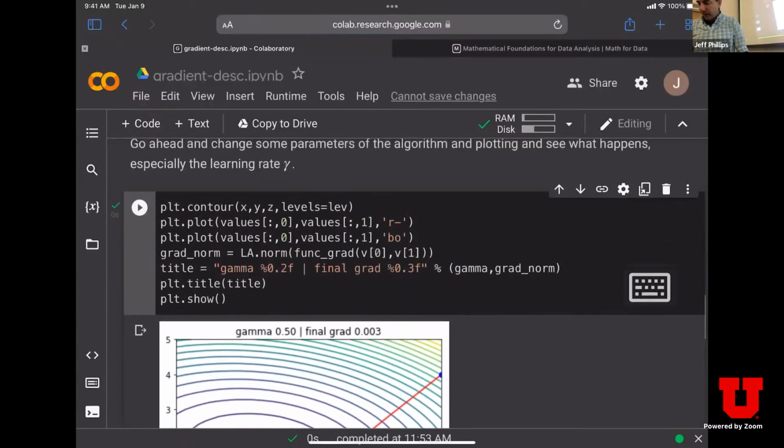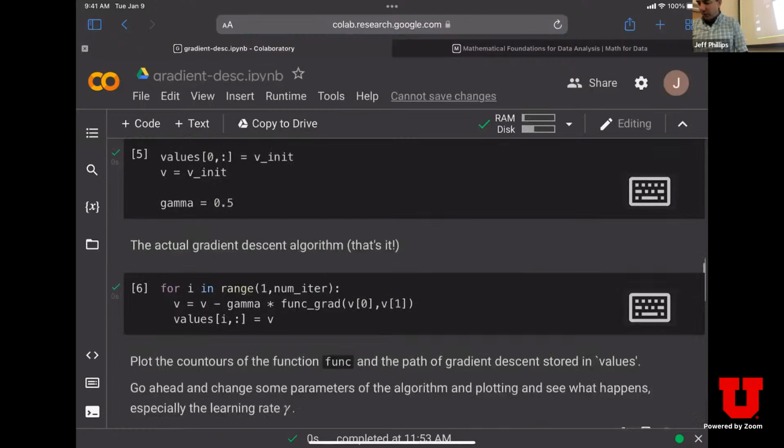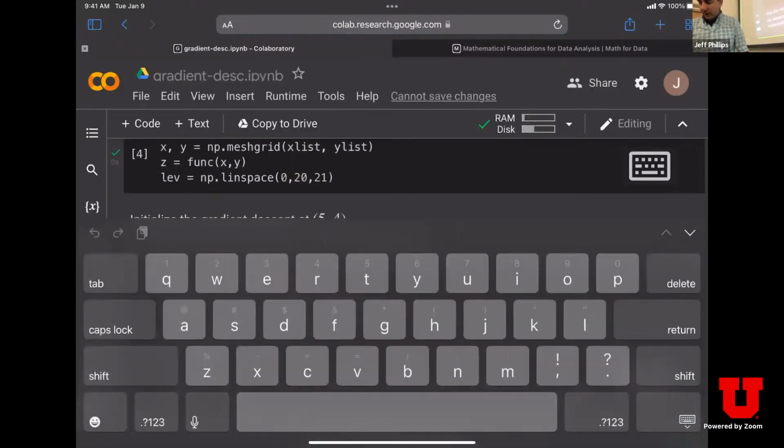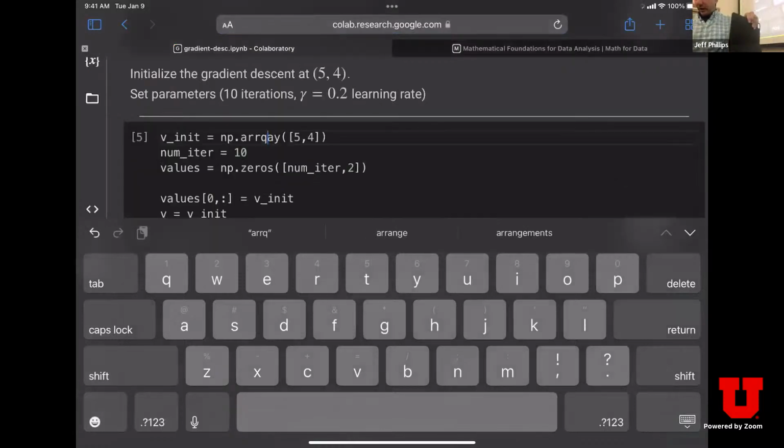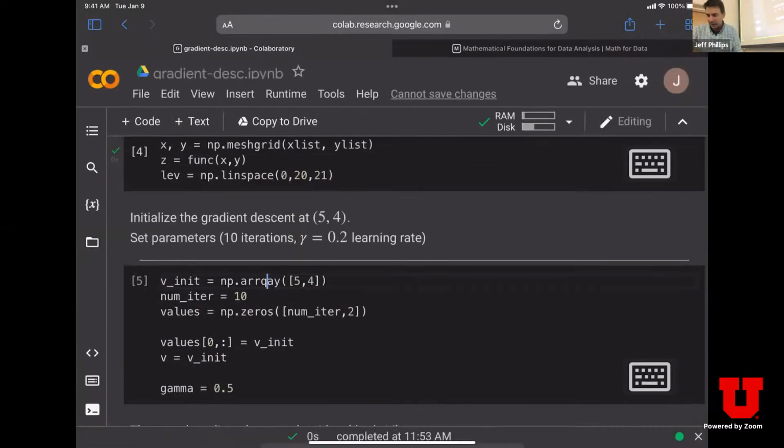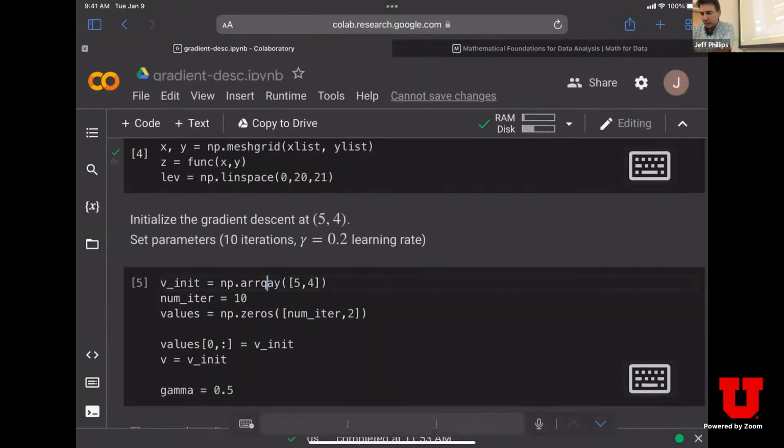Okay, and so let's go and actually play with the learning rate here. I think it's important to see what happens when I change this learning rate. Let's change it so it's larger.